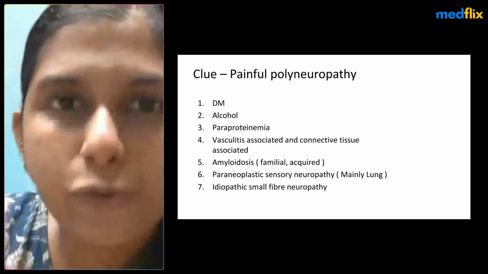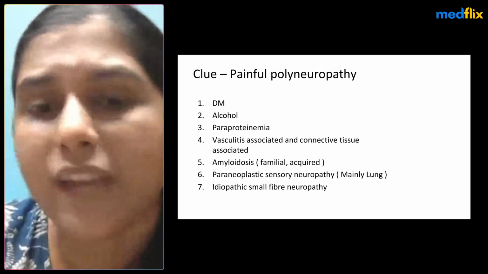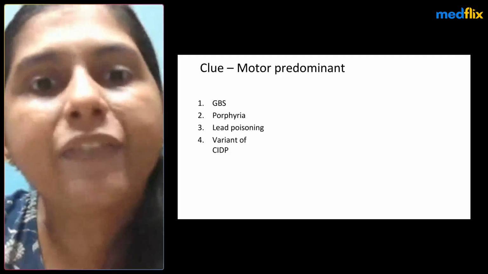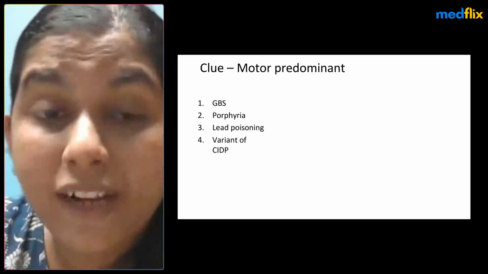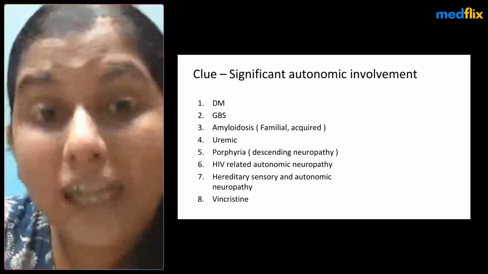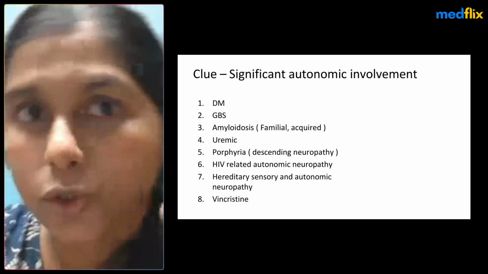And if it's a painful neuropathy: diabetes, alcohol, paraproteinemias, vasculitis, amyloidosis, very, very important, and paraneoplastic sensory neuropathy and idiopathic. If it is motor predominant, again, porphyria, lead, or a motor predominant CIDP. If it's autonomic involvement: diabetes, GBS, amyloidosis, porphyria, HIV. These are things we should never forget.